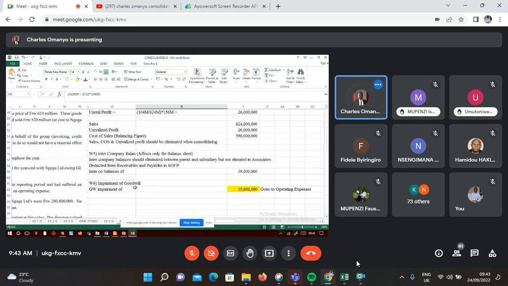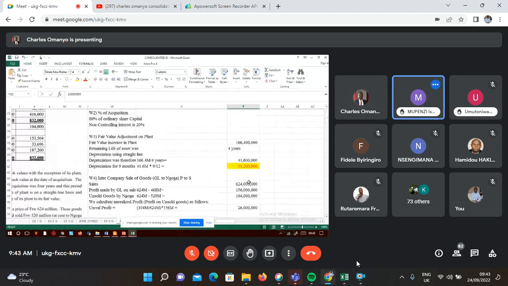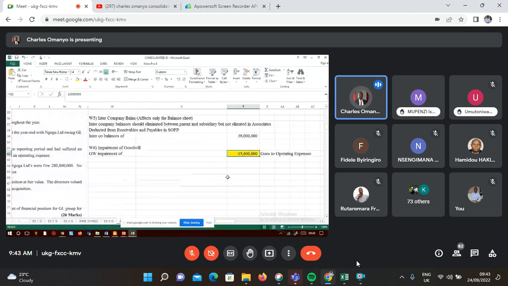Look at this. Impairment of goodwill. It is 15,600. That is why I explained it before. Goodwill impairment is treated as operating expenses. Excuse me. Now, if we continue like that, we will not move.